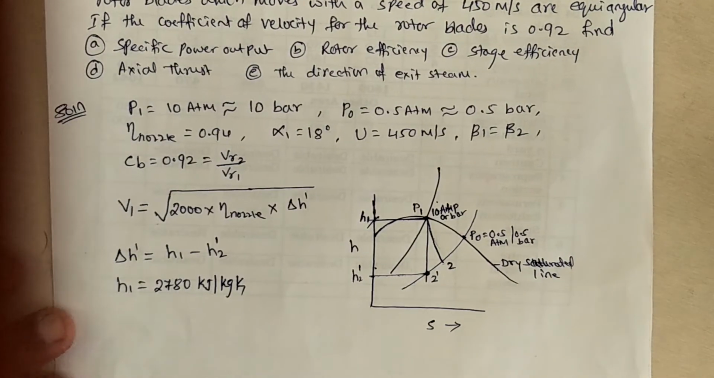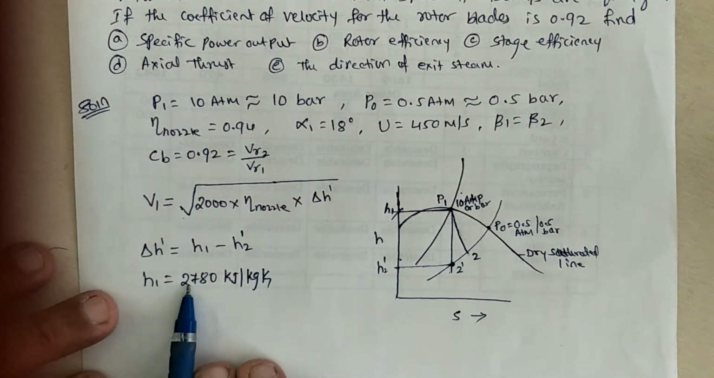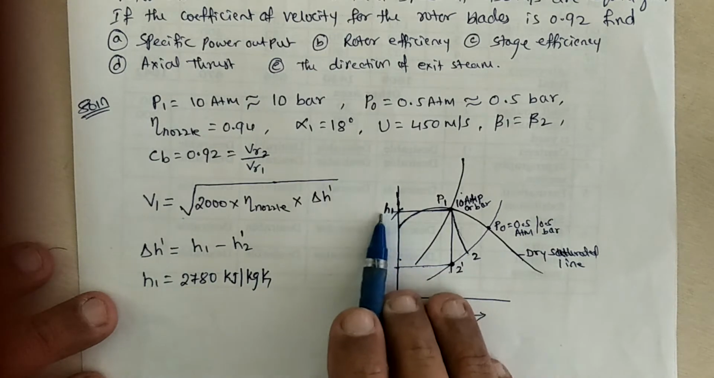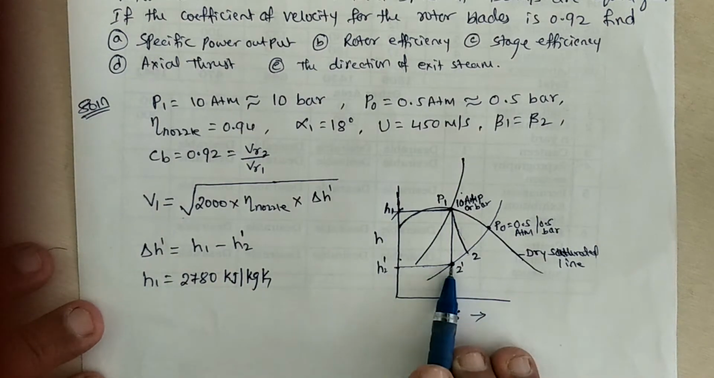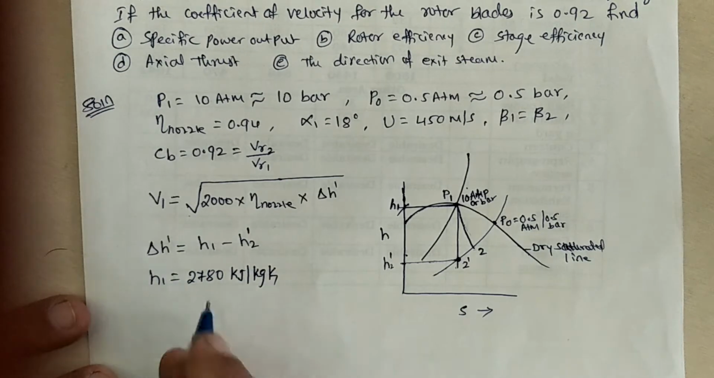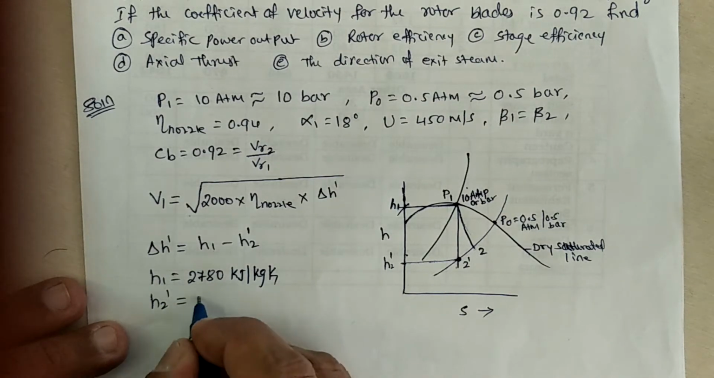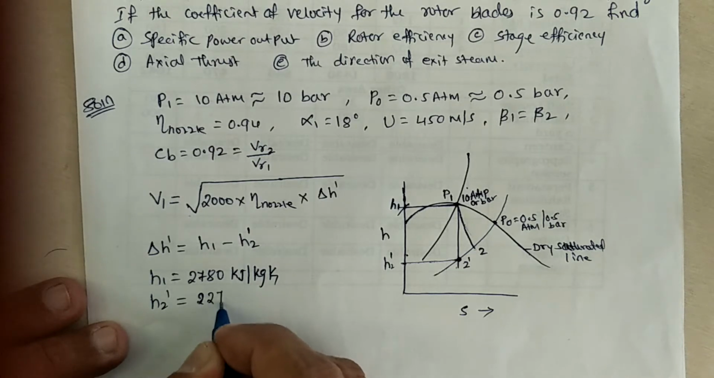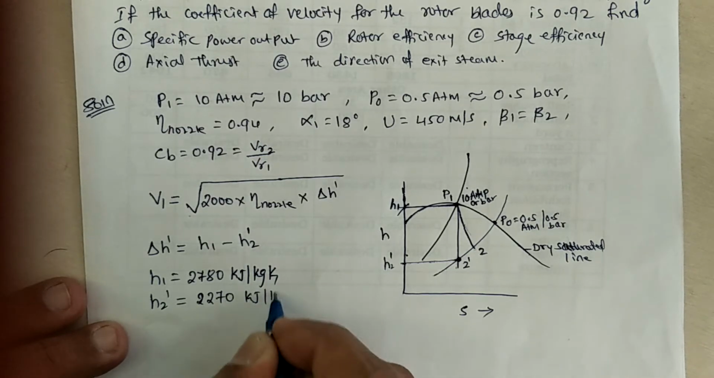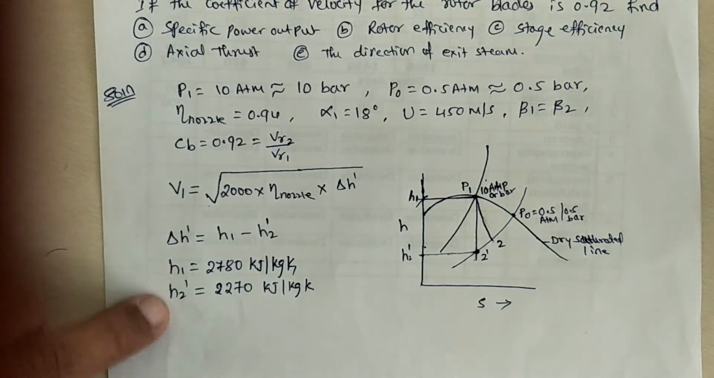So at 10 atmosphere pressure I got the value of h1 equal to 2780, right, from the Mollier chart. And from this point 2 dash, I am going to get the value of h2 dash, 2270 kilojoules per kg. So these two values we have obtained from the Mollier chart.